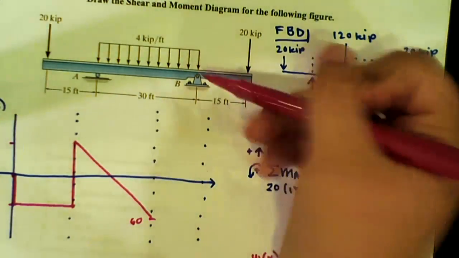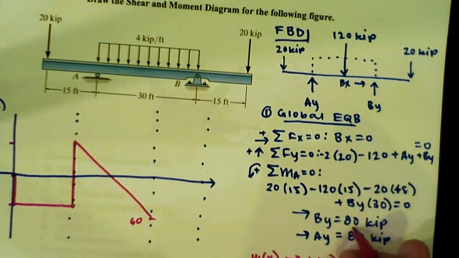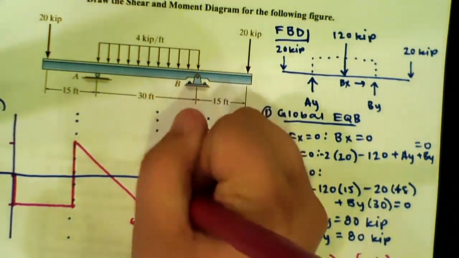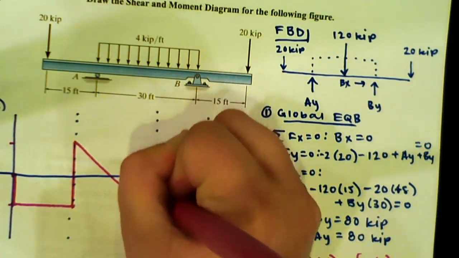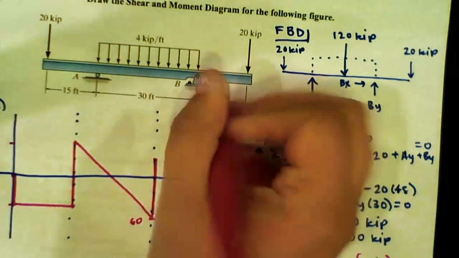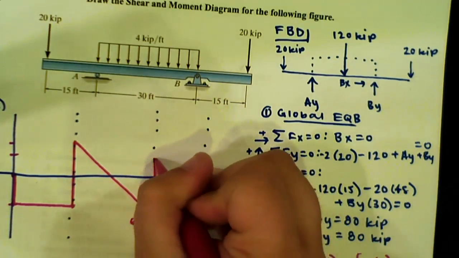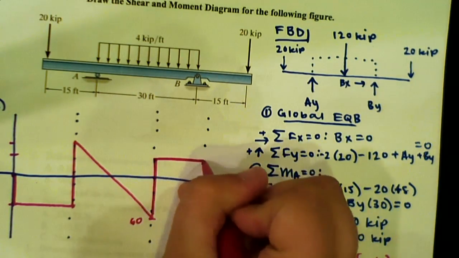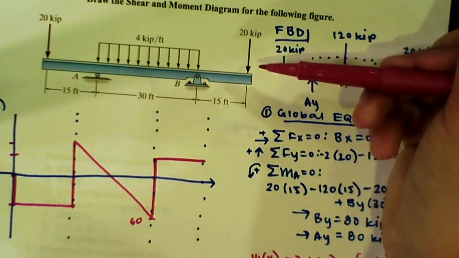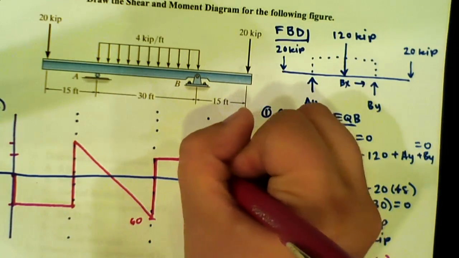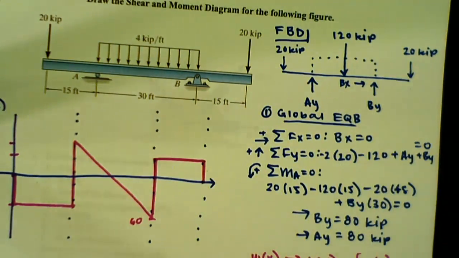After that, we're at B, and B also has a positive 80 kip force going upwards. So it's going to go back up to 20, and then stay constant until the end. At the end, we have our 20 kip force acting downwards, so it's going to bring us back to 0 for our shear.